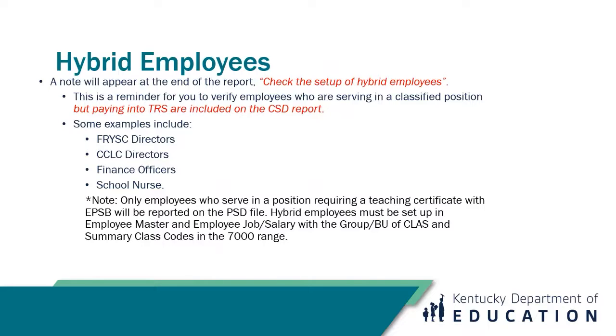Hybrid employees must be set up in the employee master and employee job salary with a group BU of CLAS and summary class codes in the 7,000 range. So remember that just because you have a classified employee who could be paying into TRS, that doesn't make them a PSD employee. It keeps them on the CSD report. What matters is, are they required or not required to have that EPSB ID number for their particular job?